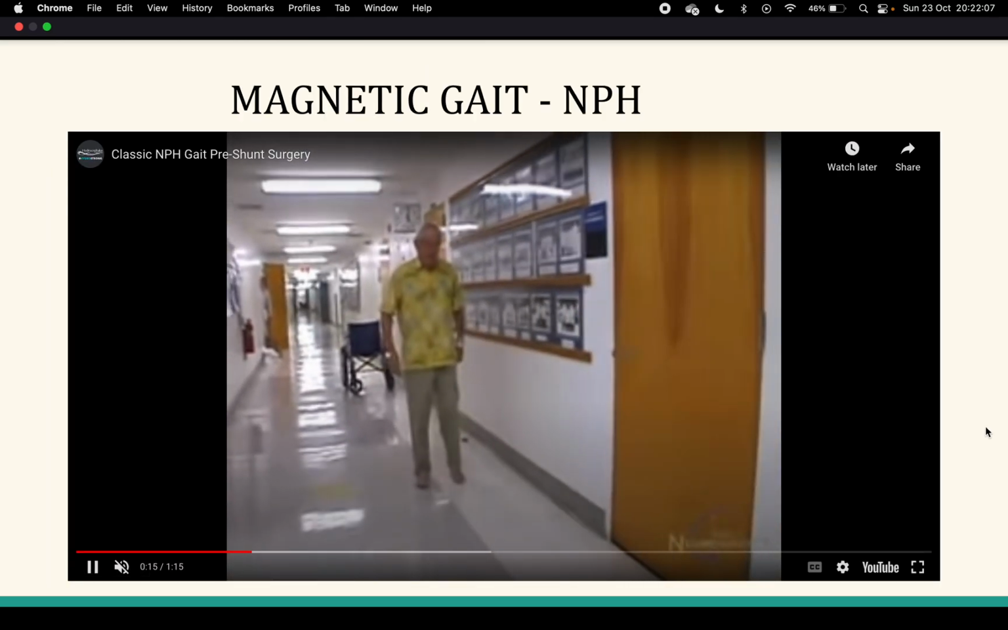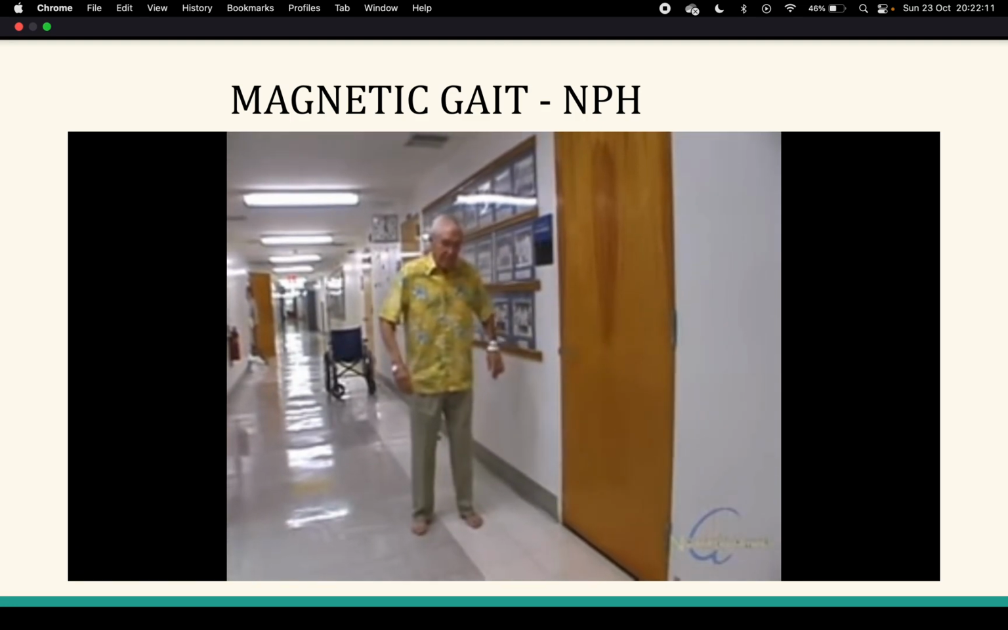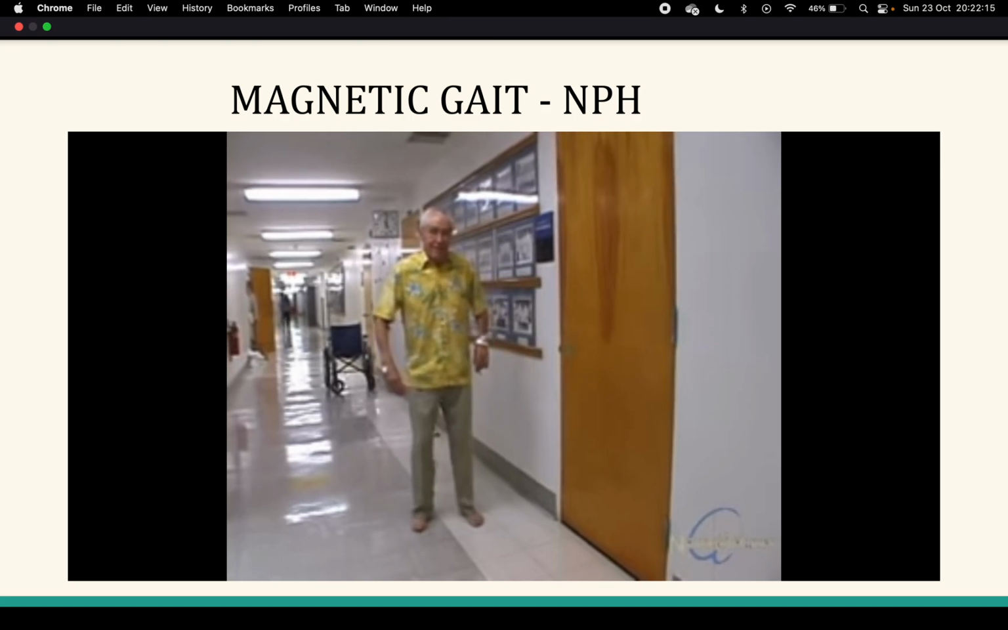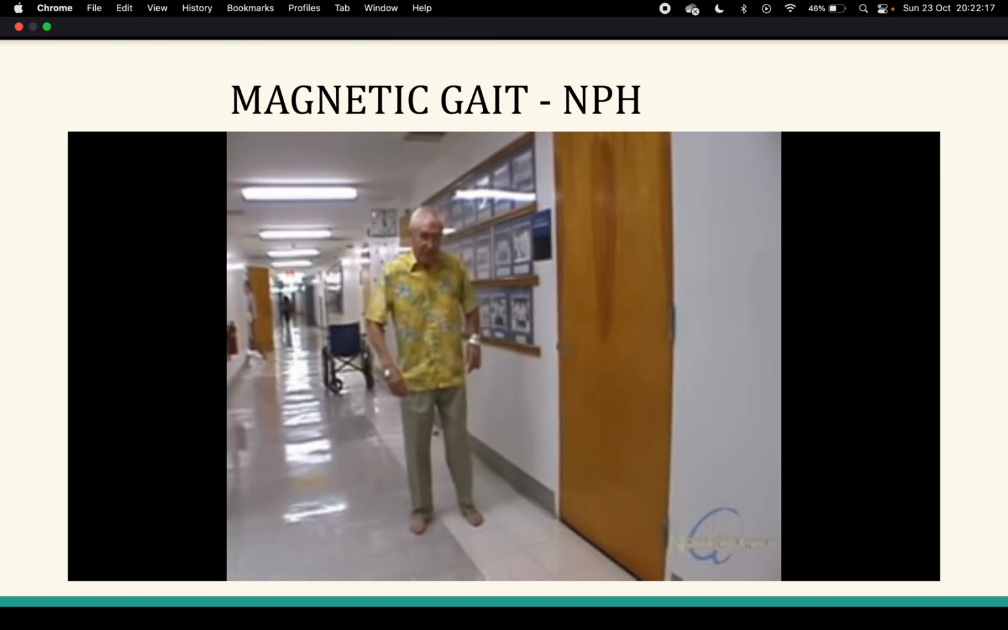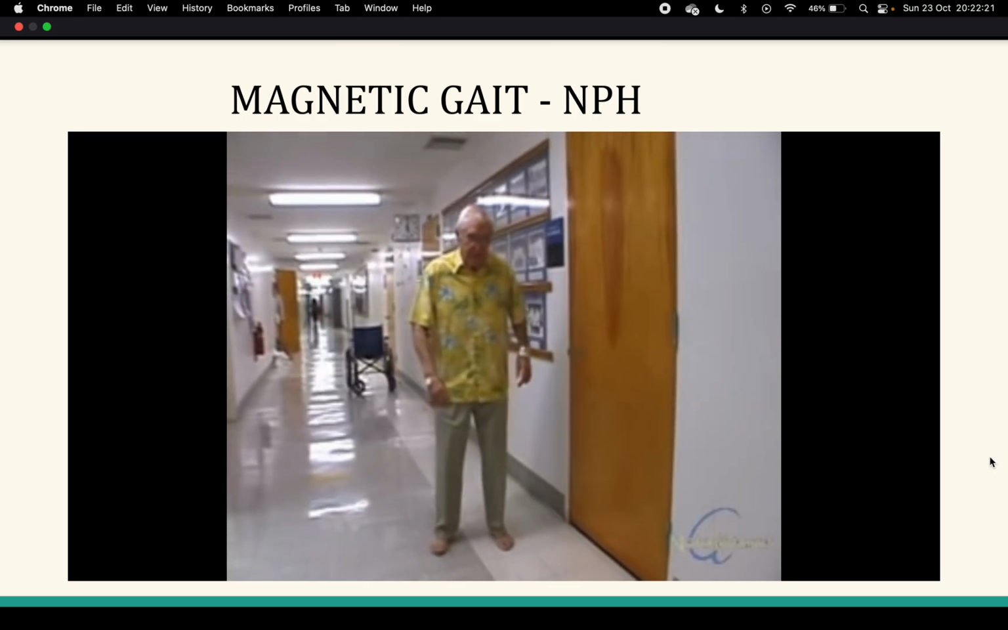See the magnetic gait. He is walking, but suddenly there is stoppage of the gait, as if the foot has been glued to the floor. He is unable to start again. This is freezing of the gait. It is seen in normal pressure hydrocephalus also.